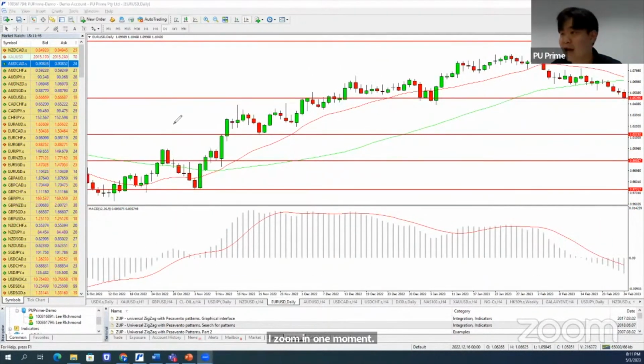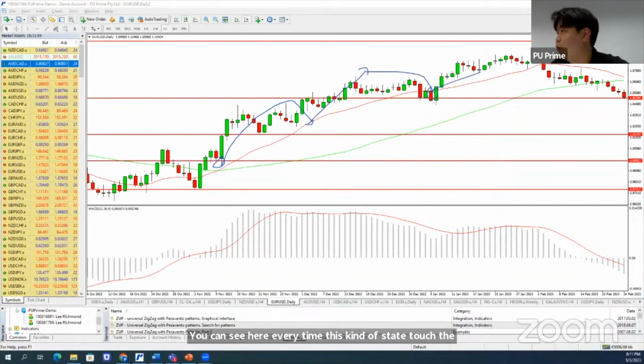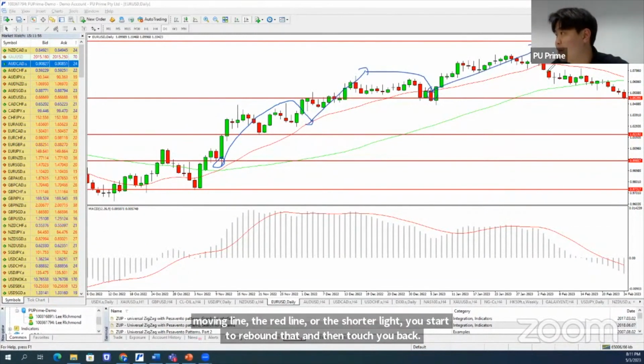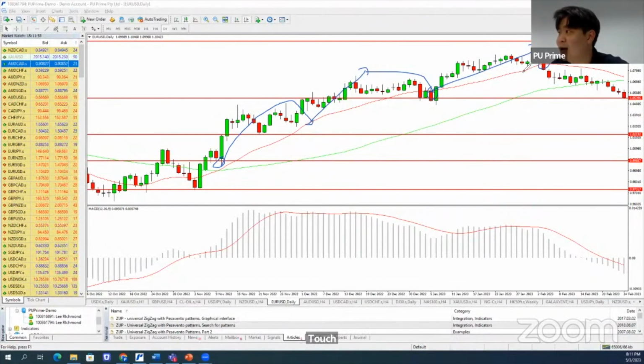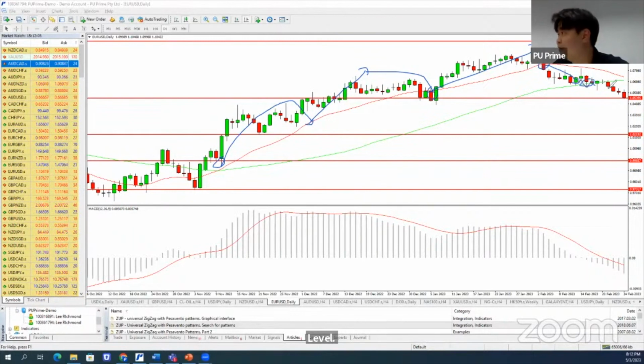You can see here, every time the candlestick touches the moving average line, the red line or the short-term line, it will start to rebound back and then touch again, rebound back, touch again, rebound back. But once it breaks below the red line or short-term line around here, it will drop. It will drop until where? The first support level we should focus on is the green line around here. So you can see that a few candlesticks will continue testing around here.